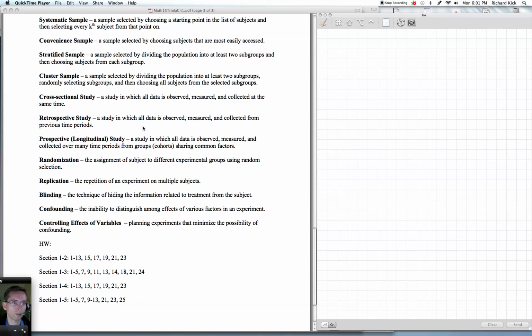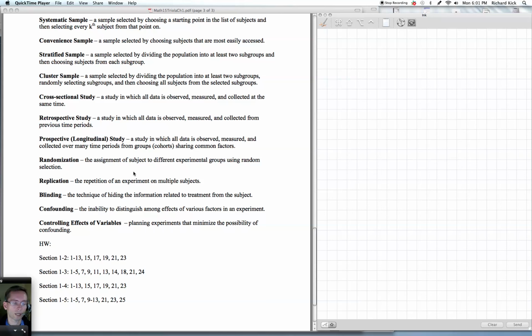Whereas in a retrospective study, you're going to actually go back and look at previous time periods and gather data over those time periods. Longitudinal is futuristic in scope. You're looking forward and you're going to gather information over a period of time in the future from groups, often called cohorts, that share common factors. You're going to be looking for these types of techniques when you're creating your particular project for your inferential statistics study.